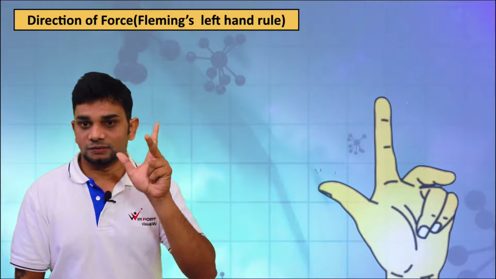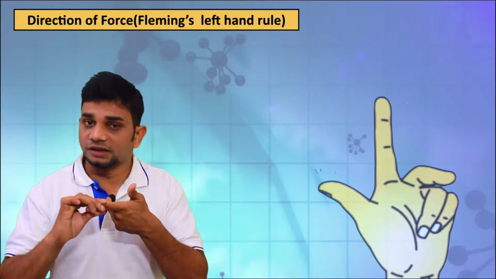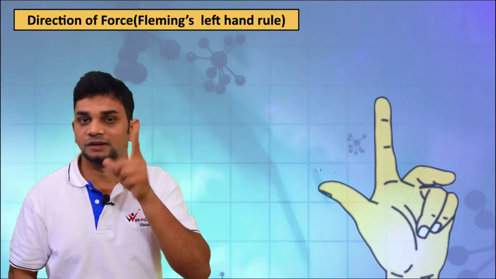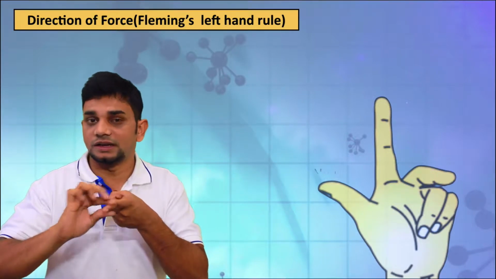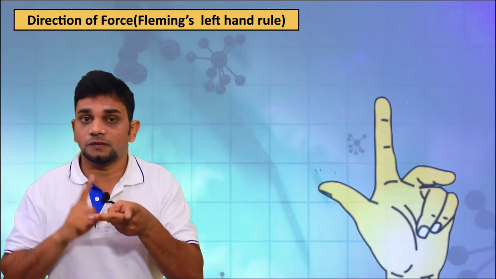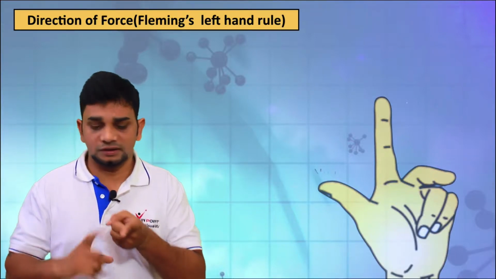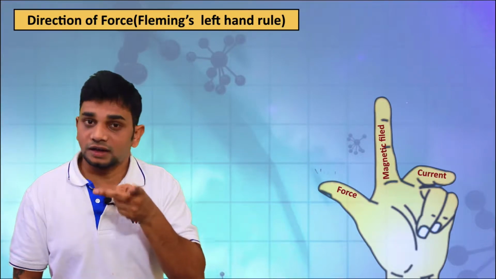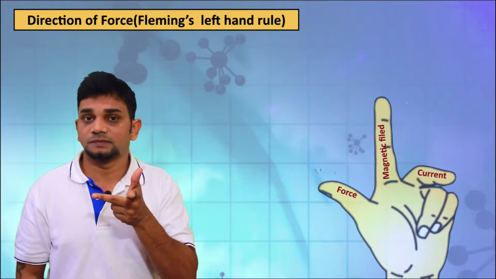Here you can see the fingers. Just imagine this forefinger, first finger, is indicating. First finger means when we are saying 1, we are using this finger, right? 1, 2, right? So this is first finger, forefinger. If forefinger is indicating direction of magnetic field and middle finger is indicating direction of current, then thumb will indicate the direction of force. Very simple though, right? Forefinger is indicating magnetic field, middle finger is indicating current, then force will be indicated by thumb. Thumb is force, right?